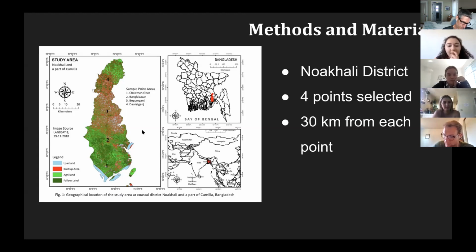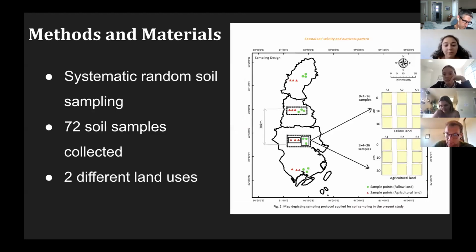And then soil samples were collected at depths of 0, 10, and 30 centimeters in the 4 different locations. And there was also distance. So it went from 0, 30, 60, 90 kilometers. And then they followed random sampling. And this was done in and around the Noakhali district.